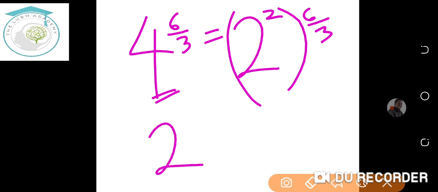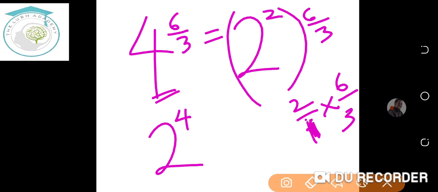2. When you multiply this out, 2 times 6 over 3, 2 times this becomes 12 over 3. 12 over 3, you already know is 4. So this is the final answer, 2 to the power of 4. Do you get it? Math is easy.